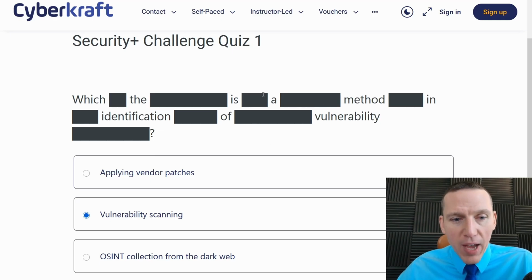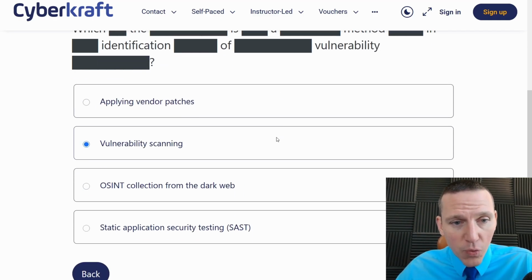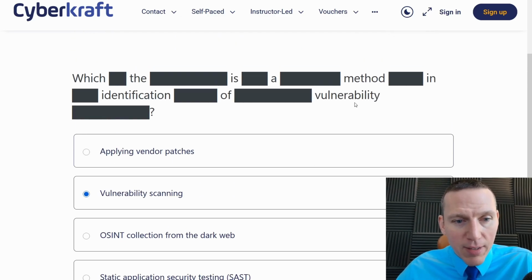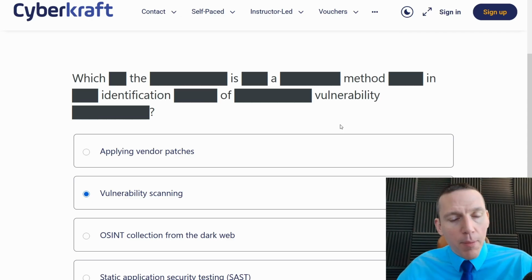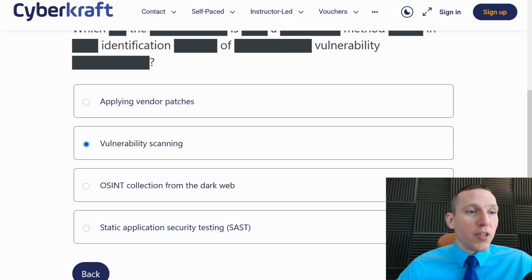So we're identifying something. I'm going to go with vulnerability scanning, because if we're identifying vulnerabilities, this works and this works. This would be code-based. I don't see anything on here that says code. So I'm going to try vulnerability scanning. I'm really not too sure on this one.